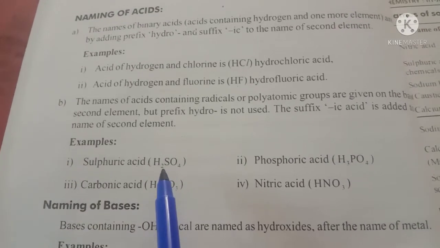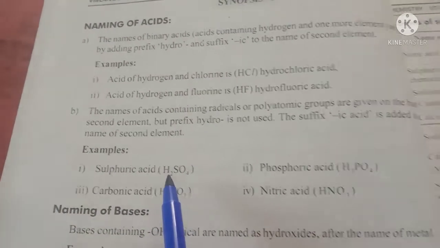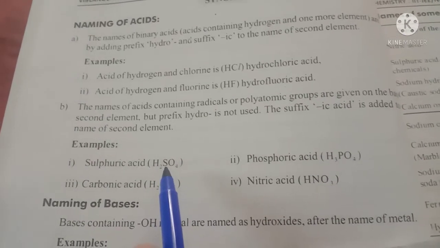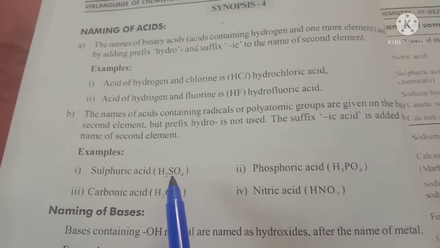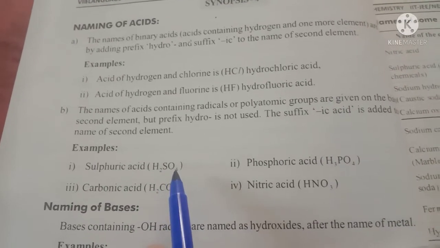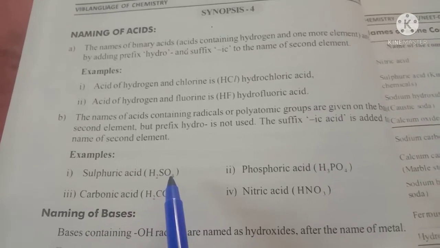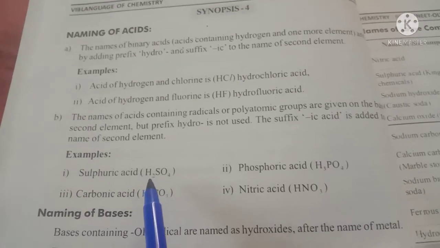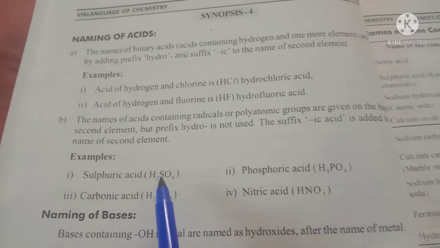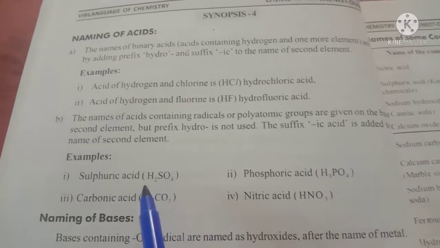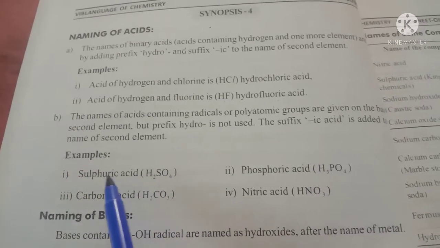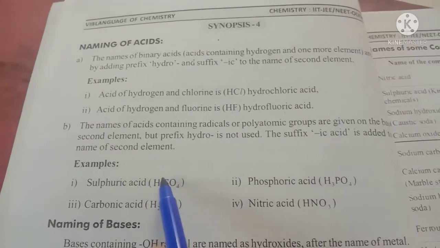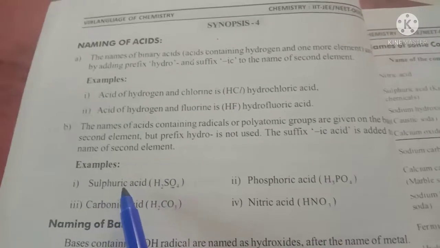Look at H2SO4. What is there? H is the symbol of hydrogen. What about S? S is the symbol of sulfur. What about O? O is the oxygen symbol. So here we have three elements: hydrogen, sulfur and oxygen. But what is the name given to it? Sulfuric acid. Only the name of sulfur is indicated.